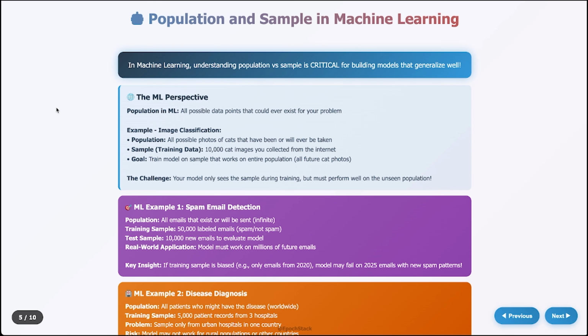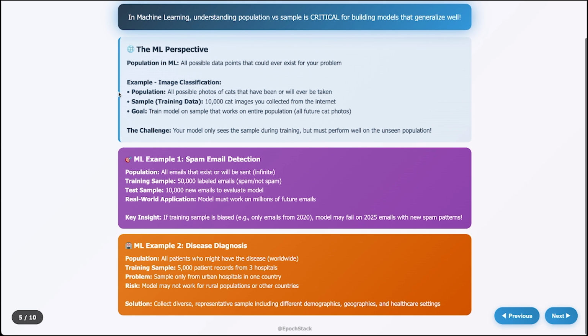Now coming to the second example, spam email detection. Suppose you have to train a machine learning model which can detect whether an email is spam or not. In this case, the population is all the emails that exist in the world till now. You cannot collect those emails, which may be in billions or trillions, so you cannot get that population data.